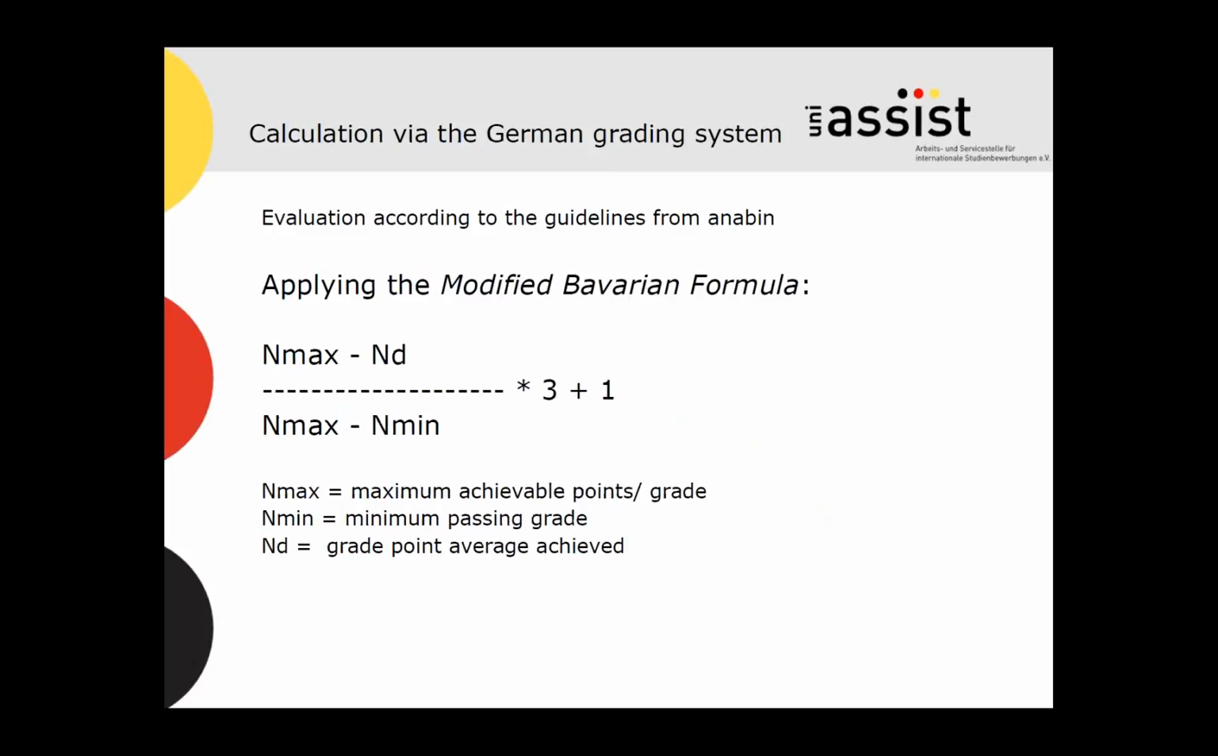Now we are going to present you a modified Bavarian formula, which is used to evaluate your final grade. It's an evaluation according to the guidelines from ANABIN.